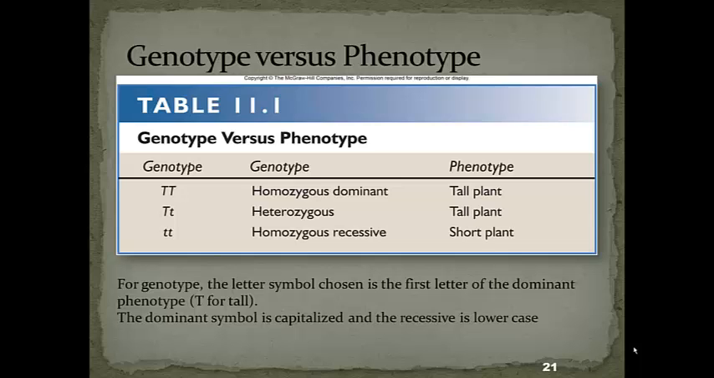Okay, purple is dominant over white, so for flower color it would be big P for purple, little p for white. Where I'm going with this is, for genotype, you see a 1-to-2-to-1 ratio: 1 homozygous dominant to 2 heterozygous to 1 homozygous recessive when you cross 2 heterozygotes. For phenotype, you get the 3-to-1 ratio, 3 tall plants to every short plant.